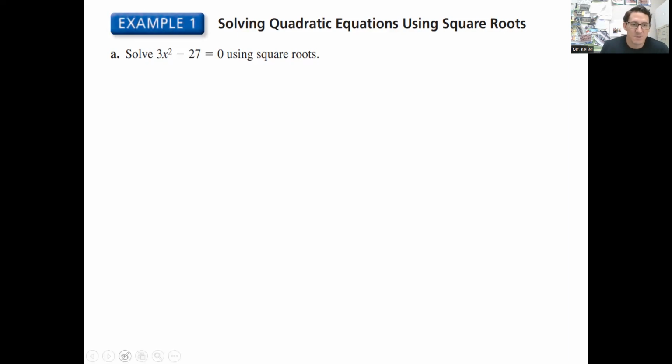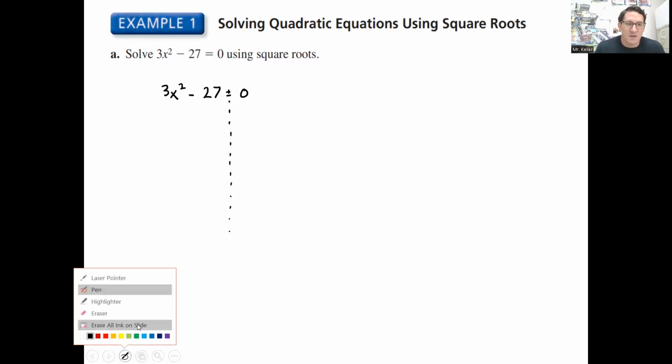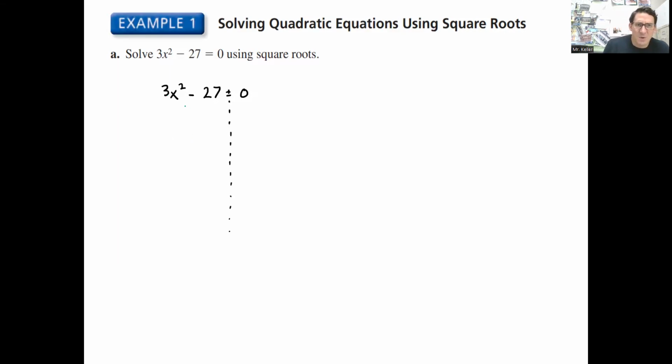I'm going to rewrite it down here: 3x squared minus 27 is equal to 0. I'm going to draw a little line of separation just to help keep track of the different sides of the equation. So I want to get x by itself. First thing I'm going to do is add 27 to both sides.